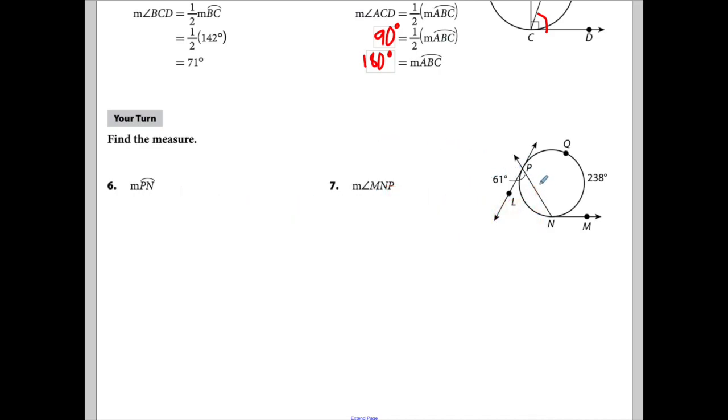Okay, so we need to find the measurement of PN and the measurement of MNP. Now, the measurement of MNP has got to be half the measurement of the corresponding arc. So we've got to find a couple of things going on. And then I noticed this is a 61. I'm assuming that this is a 61. So I think that would make PN 122 because it has to be 61 times 2. Now, I noticed that 238 plus 122 is 360, so that is a good sign.